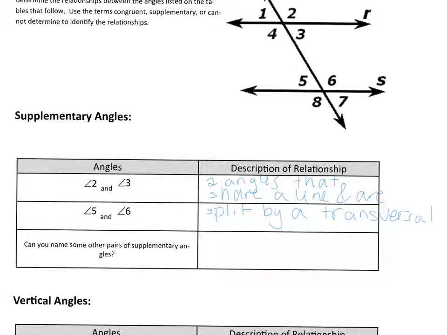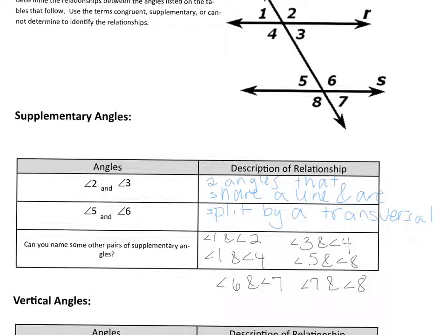Additional examples are angle 1 and angle 2, angle 1 and angle 4, angle 3 and angle 4, angle 5 and angle 8, angle 6 and angle 7, angle 7 and angle 8. All of those, so in total, there's 8 pairs of supplementary angles.